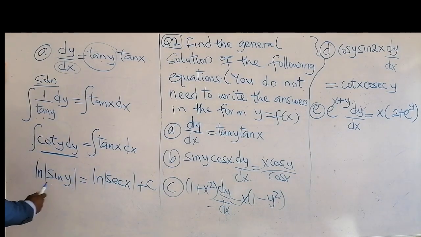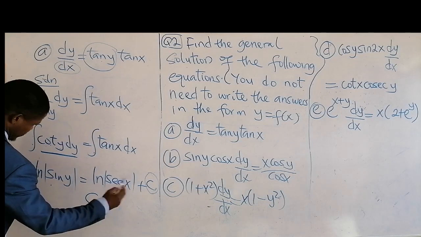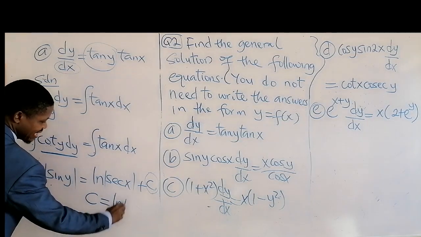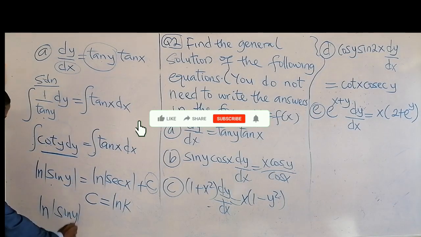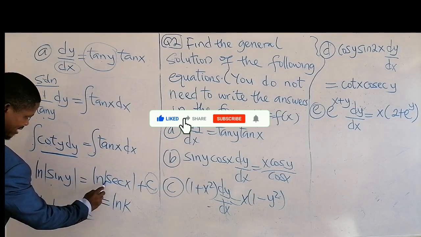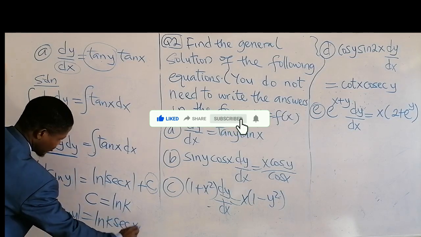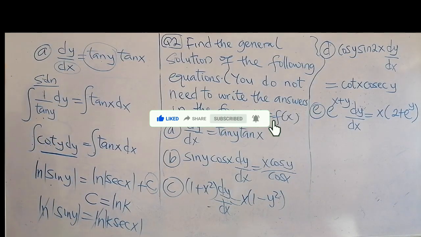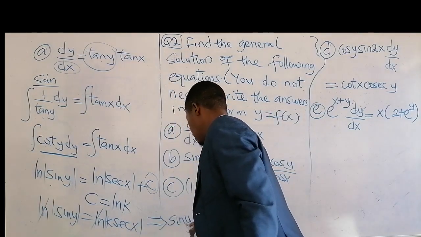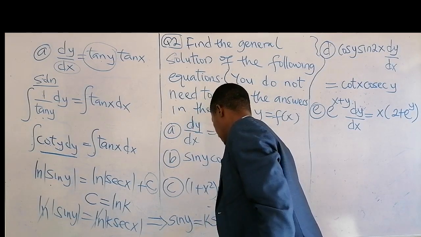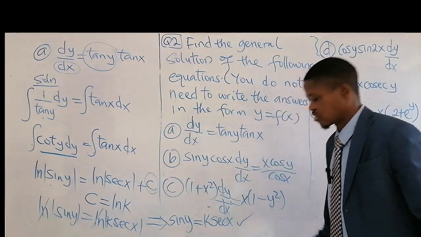So what we do now, this is the only one that looks strange. So we're going to make everything to be in the same form. So let's make the c to be equal to what? Ln k. So we now have ln of sine y equal to, if you combine this one and this one together, it will give you ln k sec x. So ln we cancel. So we have sine y equal to k sec x. And we are told that there's no need to make y the subject. So we just stop there.